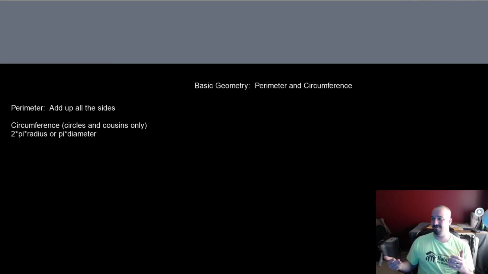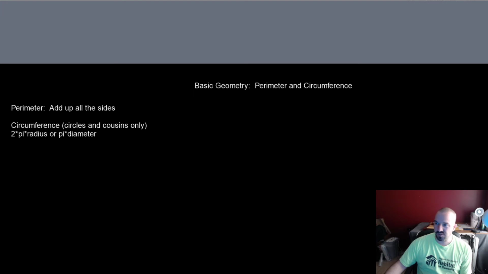But you can kind of think of circumference being the perimeter of a circle, and the perimeter of a square as being the circumference of it. It's a little bit weird, but we tend to have curvy things having circumference and squarey things having perimeter.